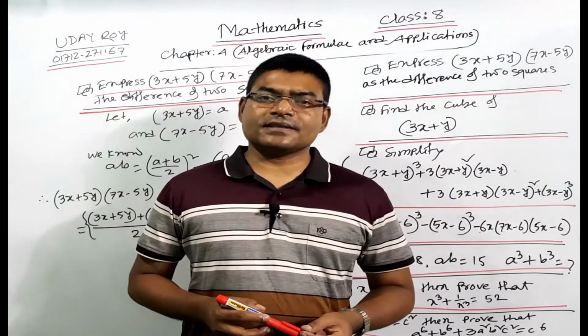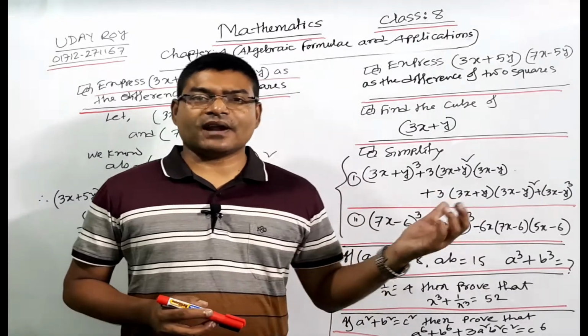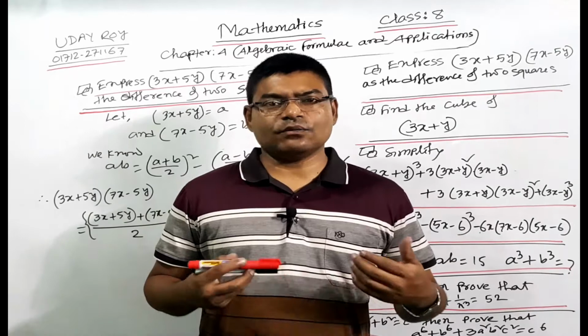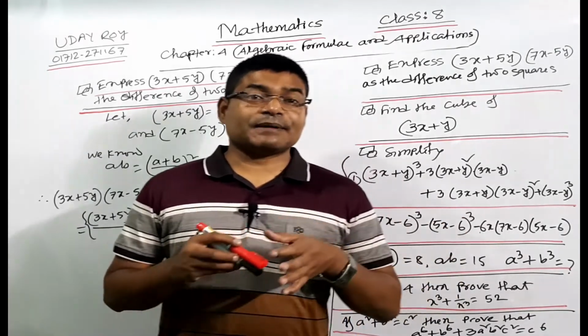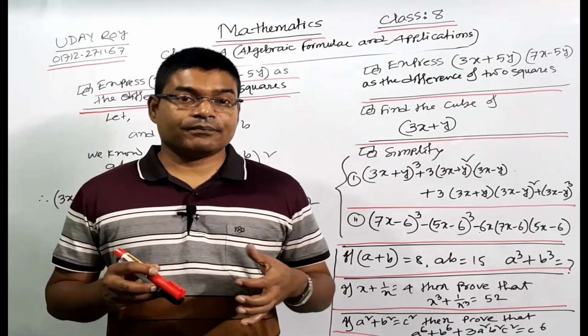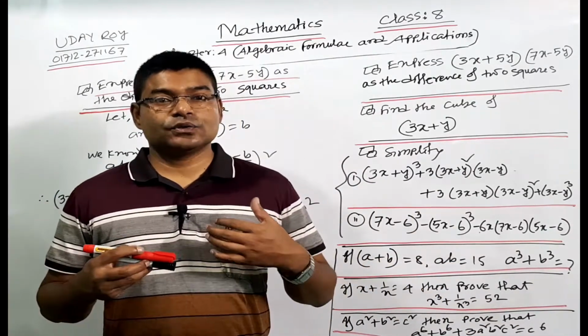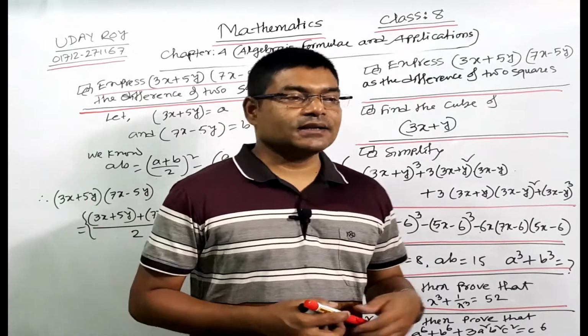Welcome back to new class, new topic. Already you have learned lecture 1, (a square plus b square, (a plus b) whole square type maths. Now you have to know express as the difference of two squares, and find the cube, simplify and prove that. Let's come back. Please follow the board.